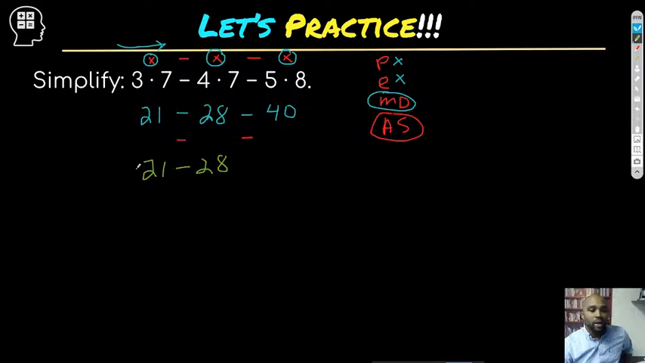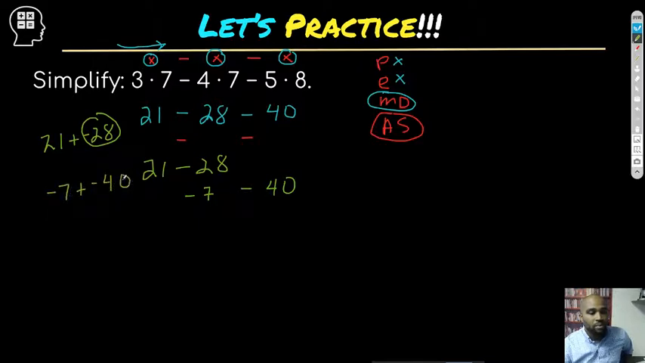Well, in this case, we have a positive 21, and we're taking 28 away. So 21 minus 28 is the same thing as 21 plus a negative 28, if you remember that. So we actually have a negative number that's bigger. So I know my answer is going to be negative something. Well, 28 minus 21 is 7, so it's going to be a negative 7. Now my last piece here is minus 40. So remember that negative 7 plus negative 40. These are both negative. I'm just adding more negative to it, so it's going to be a negative 47.